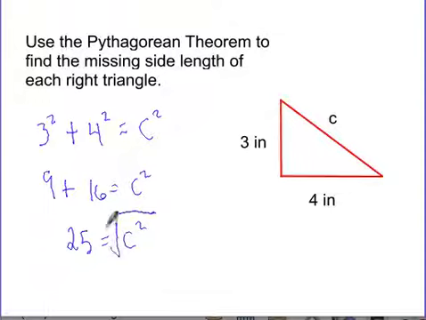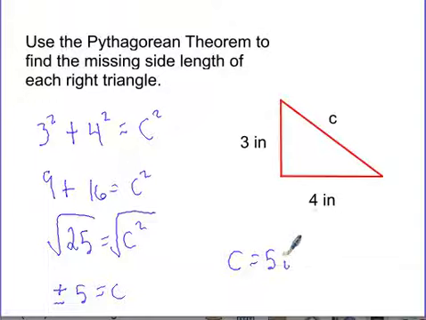Now what? Square root of each side. What's the square root of 25? Technically, the square root of 25 is plus or minus 5, right? Which one do we care about? It's got to be positive 5 because you can't have a triangle with a side length of negative 5. So even though technically the answer is plus or minus 5, all I really care about is the positive one. So c equals 5 inches.